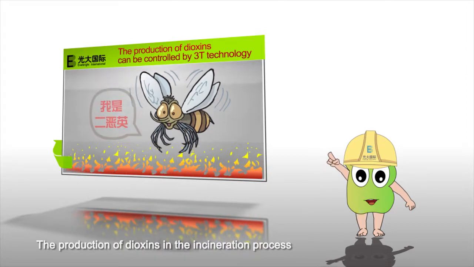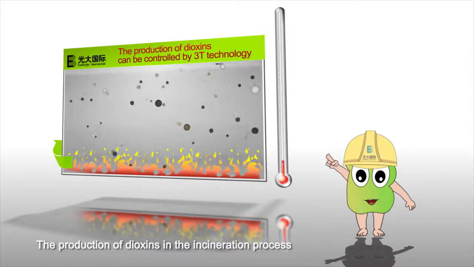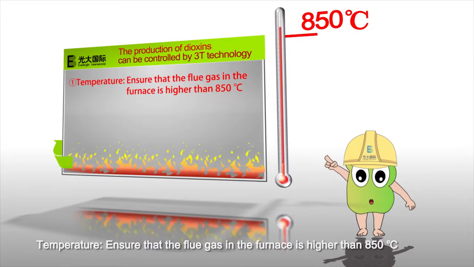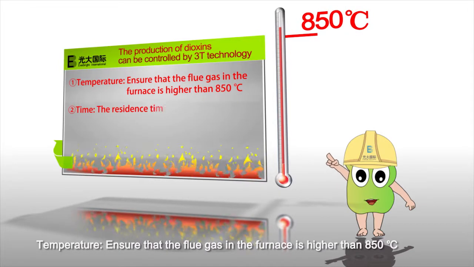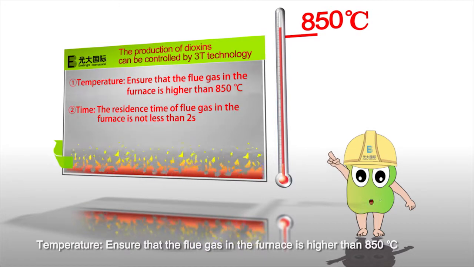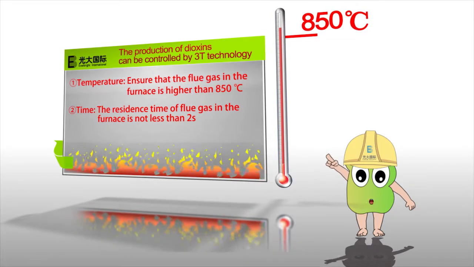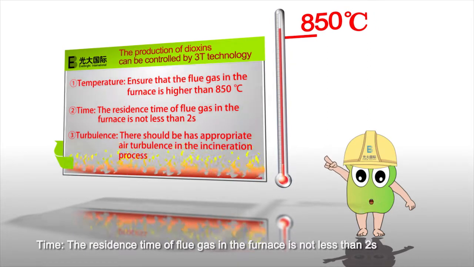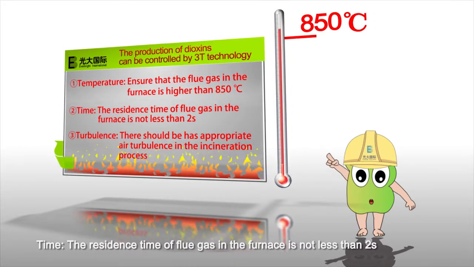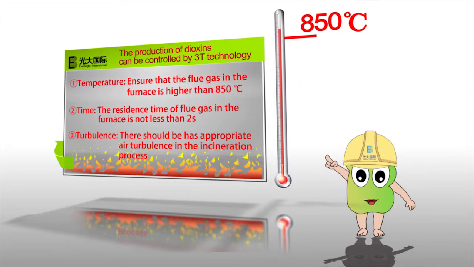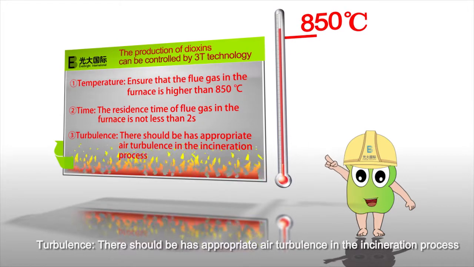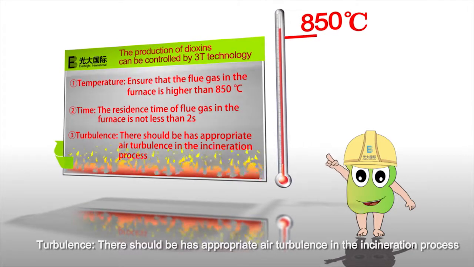The production of dioxins in the incineration process can be controlled by 3T technology. Temperature. Ensure that the flue gas in the furnace is higher than 850 Celsius. Time. The residence time of flue gas in the furnace is not less than 2 seconds. Turbulence. There should be an appropriate air turbulence in the incineration process.